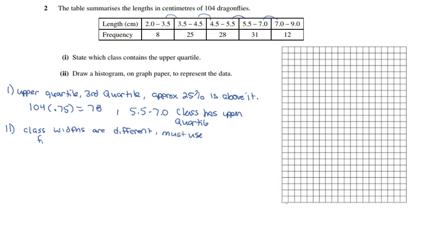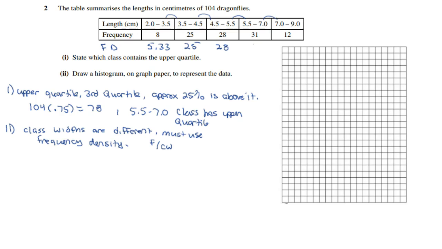In the first class, you can see that it goes from 2 to 3.5. That's a class width of 1.5. And the next one is only going from 3.5 to 4.5. It's got a class width of 1. So obviously, all it takes is one to be different. So I've got to use frequency densities. And all I've got to do is take 8 and divide it by 1.5, and 25 and divide it by 1, 28 divided by 1, 31 divided by 1.5, and then 12 divided by 2.